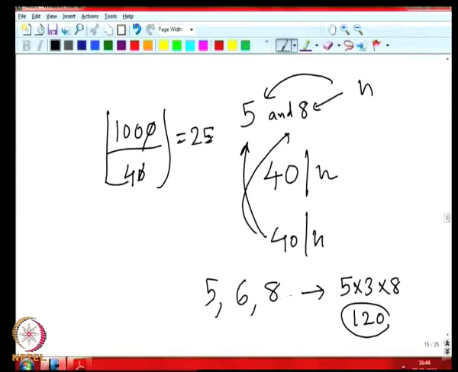Why is it so? Because if a number is divisible by 5, 6 and 8, then definitely it is divisible by 120, because it is divisible by 5, there is 3 in it, there is also 8 in it, right. So, 8 into 3 into 5, so 120. On the other hand, if a number is divisible by 120, it is definitely divisible by 5, 6 as well as 8, right. So, therefore, we can just find out the numbers by dividing by 120, and then we get it.